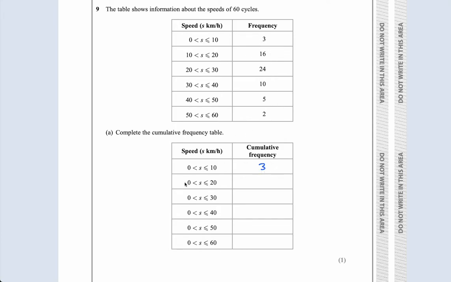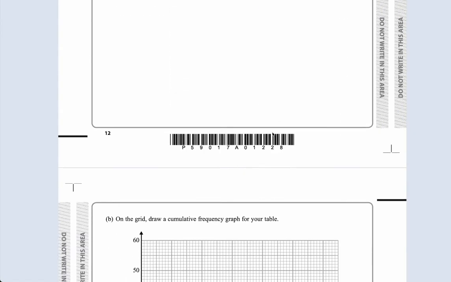Between 0 and 20, we need to add the 2 of them, so that's 19. 0 and 30, I need to add them all, so that's 43. Then between 30 and 40, I need to add another 10, 53. Then I need to add 5, 58, and add 2, 60. So hopefully we know how to do this, guys. Just add them up, get your cumulative frequency table.